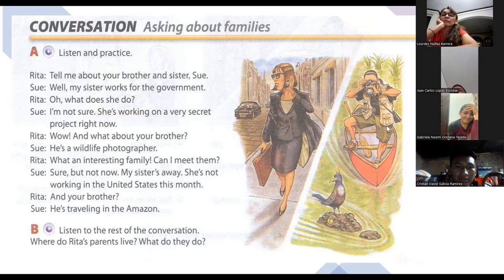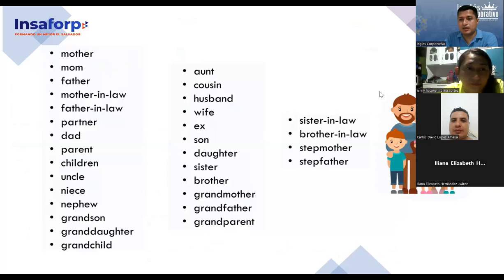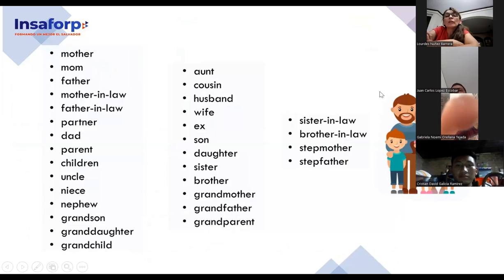Okay, very good. Again. Don't forget to practice, right? So you can watch the videos on the platform. Here we have the vocabulary I was talking about, relatives or family. Here we have a few of them. Most of you know these ones already, right? Ayúdeme, Gabriela Orellana, please leerlos. Thank you so much.